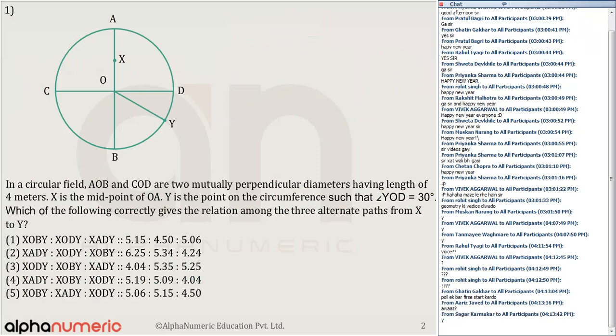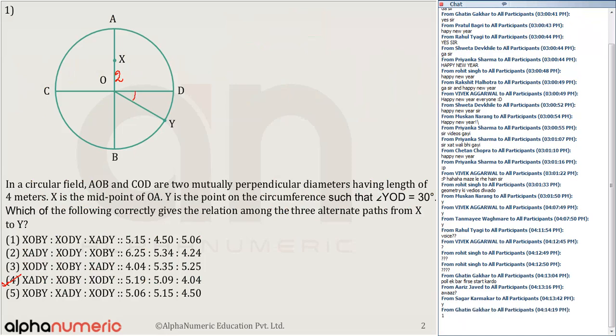28% of you had marked option D, which is the correct answer. So this was a very, very simple question. So let's discuss here. It says in a circular field, AOB and COD are two mutually perpendicular diameters having length of 4 meter. Okay. X is the midpoint of OA. Okay, that is 4 meters. So XO, this length is equal to 2. Okay. X is the midpoint of OA and Y is the point on circumference such that angle YOD is nothing but that is equal to 30 degree. Which of the following correctly gives the relationship among the three alternate paths here?